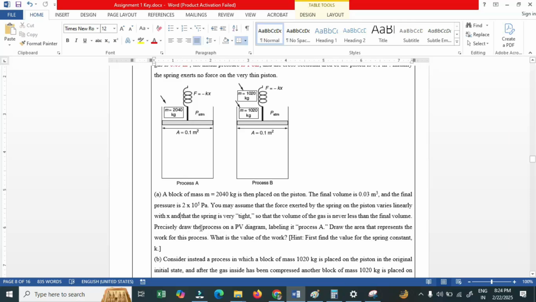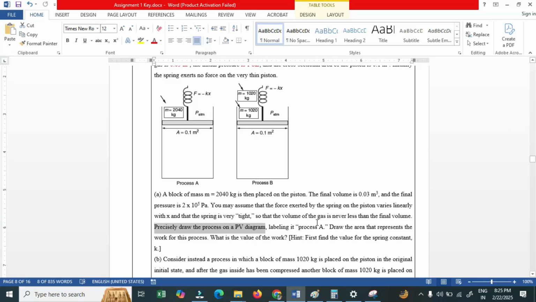Precisely, draw the process on the PV diagram. Question number 1 is to draw the entire process on the PV diagram, labeling it as process A, and draw the area that represents the work of this process. What is the value of work? Given this, find the value of the spring constant first.